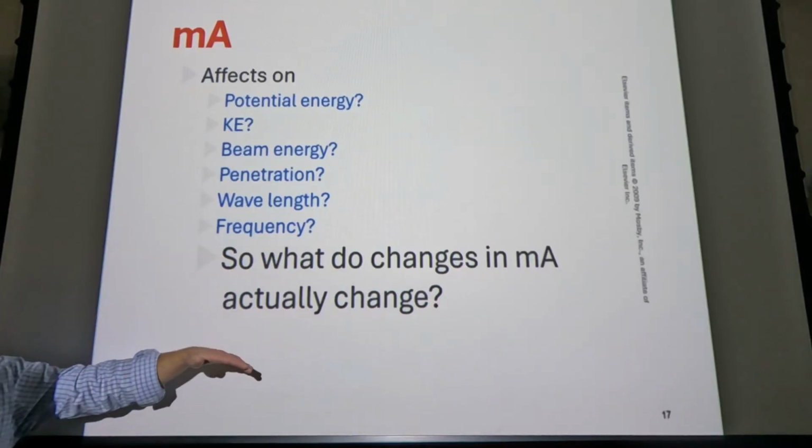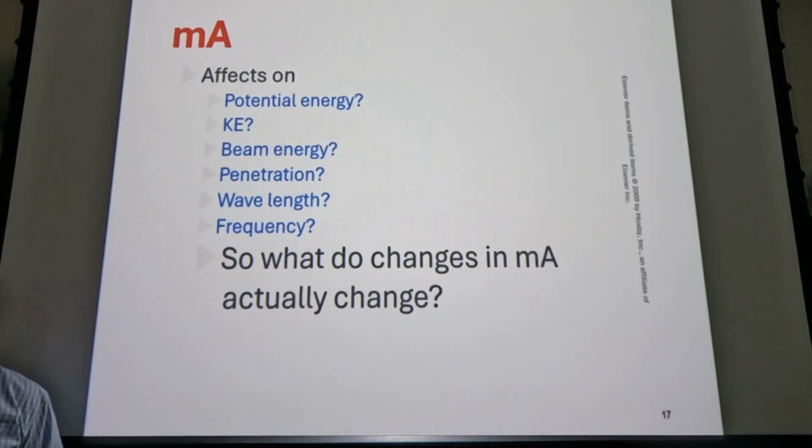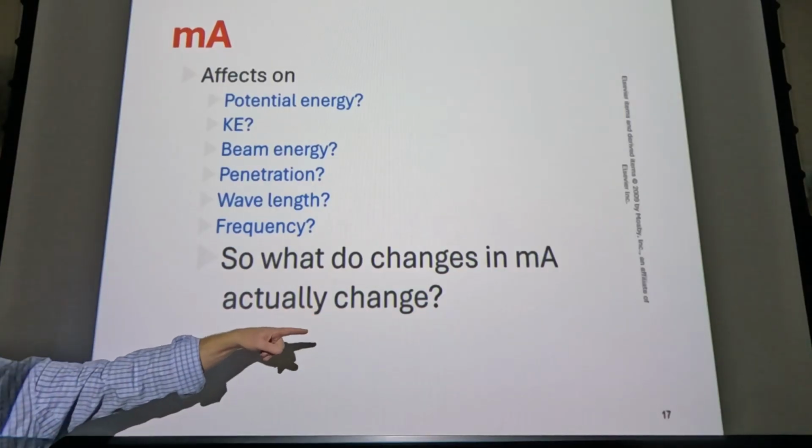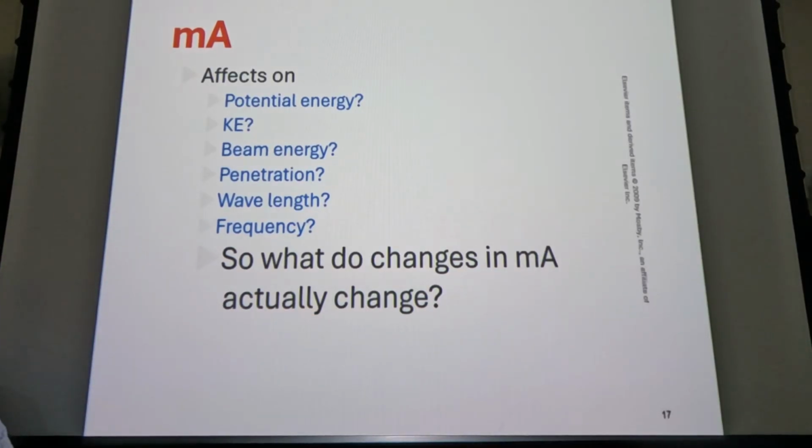So changes in mass don't do anything except change the count of electrons. Specifically, mA is going to be the count of electrons that we're running through the filament. Okay, we don't have mAs until we make the exposure. So when you're rotored up, the only thing that you're doing is heating the filament up. You're not making any X-rays until you push exposure. So you don't have mAs, you only have mA.